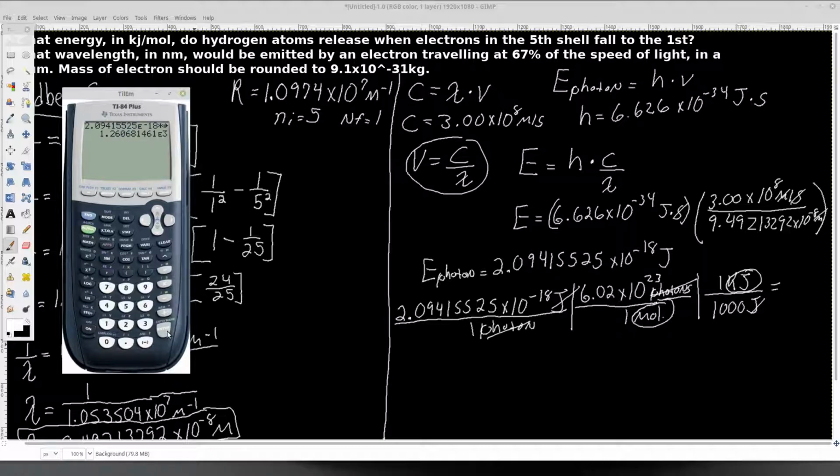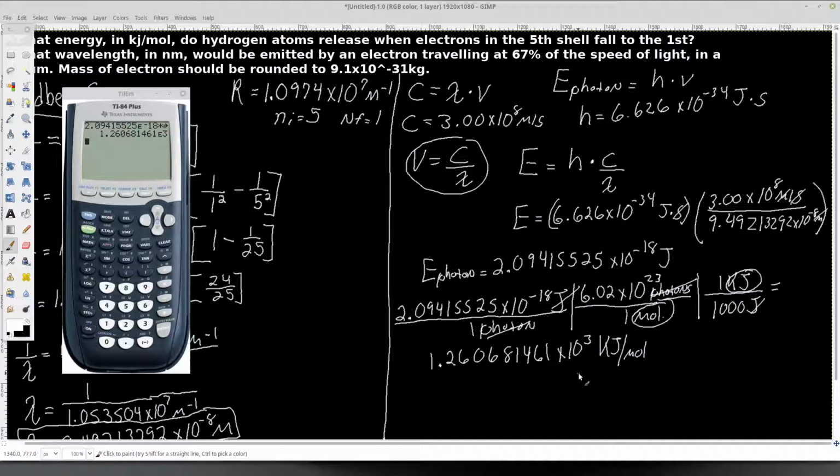Okay, so finally we get our answer. Our answer is going to be the following: 1.260681461 E 3, and that E means times 10 to the third, and our units now is finally going to be kilojoules per mole. Now this is way too many sig figs.